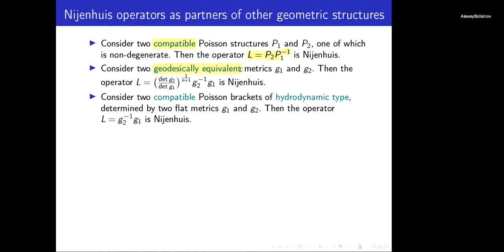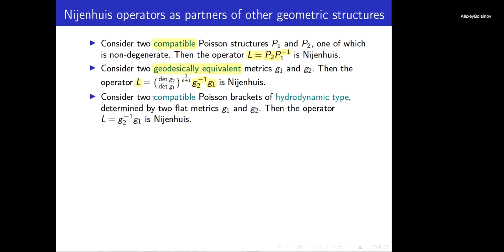Recursion operator for geodesically equivalent metrics: the situation is very similar. You take two forms, G1 and G2, you may think of them as symmetric matrices, and you basically do the same. You consider an operator with matrix G1 inverse G2 inverse G1, but in this case you need to do some sort of rescaling, and after this rescaling, if you add this factor here, this operator L turns out to be a Nijenhuis operator. This is another interesting fact which is not so difficult to check.